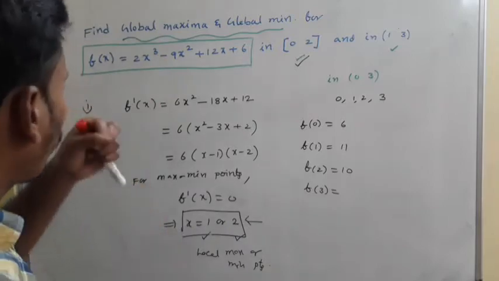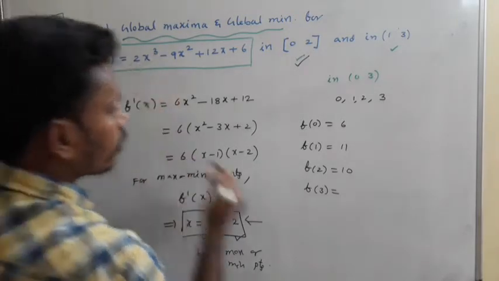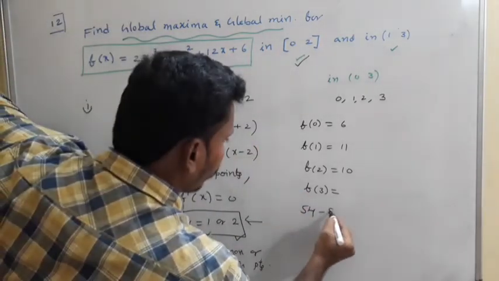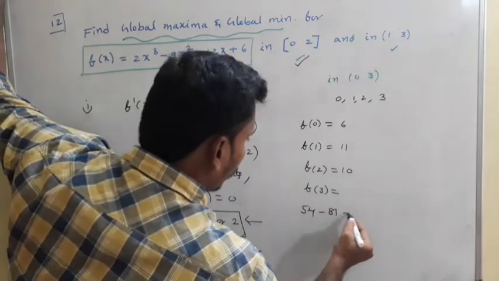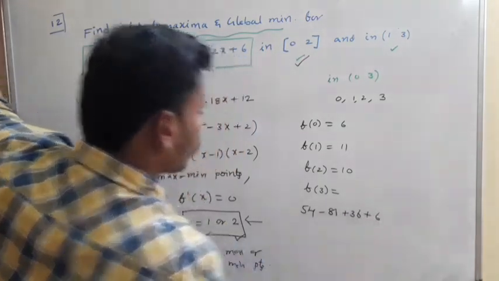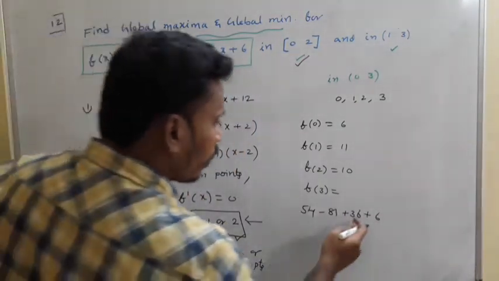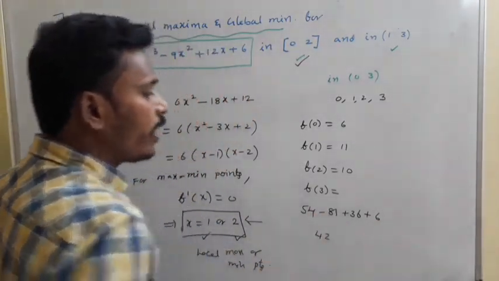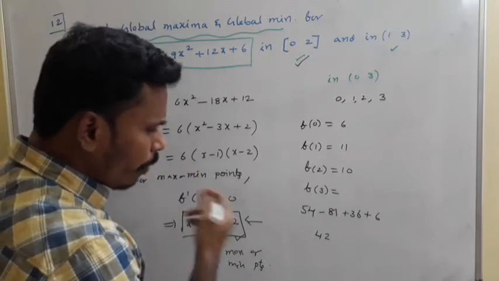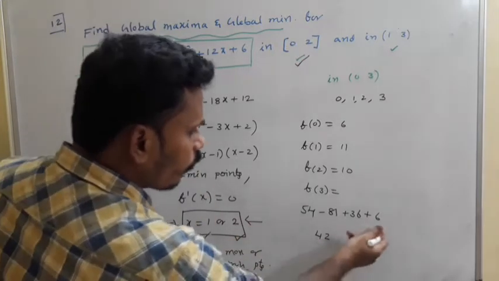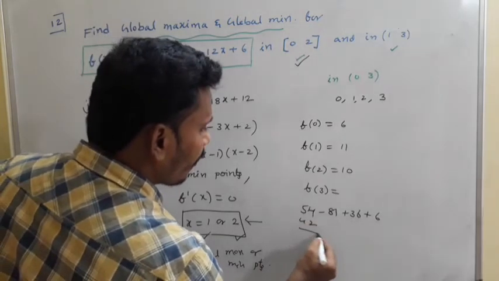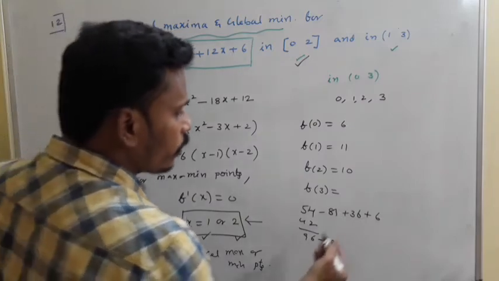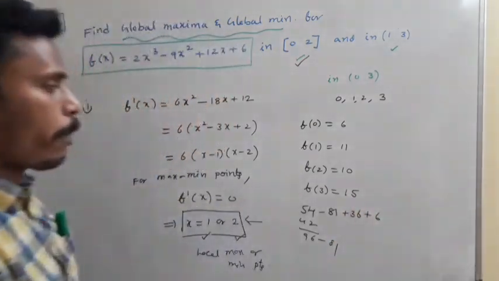For f of 3, if you calculate, 3 cubed is 27, times 2 is 54, 3 squared is 9, 9 nines is 81, and here it is 3, 12 times 3 is 36 plus 6. You just try to calculate. 36 plus 6 is 42. 54 minus 81. What is the value of 54 minus 81? You just try, just calculate. This is 42, right? 42. 6 and 9, 96 minus 81. 96 minus 81 is 15, right? f of 3 is equal to 15.